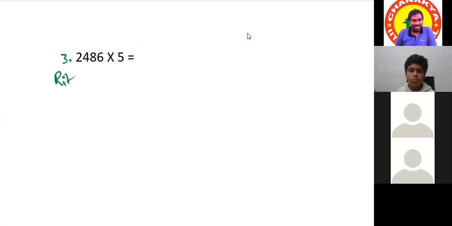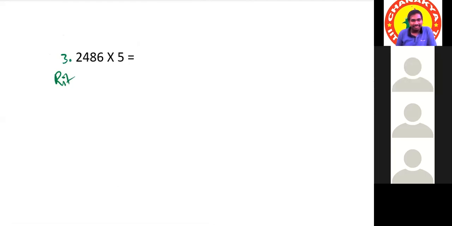Ritvik, your question is easy. Yes, sir. 2486 can be divided by 2, but instead of dividing we can just halve it: 1, 2, 4, 3. Again we will get a 0 because the remainder is 0. Yes, correct. That's the answer.